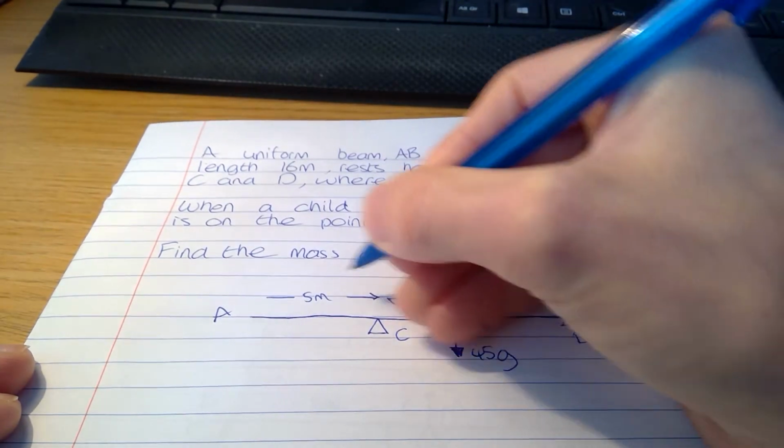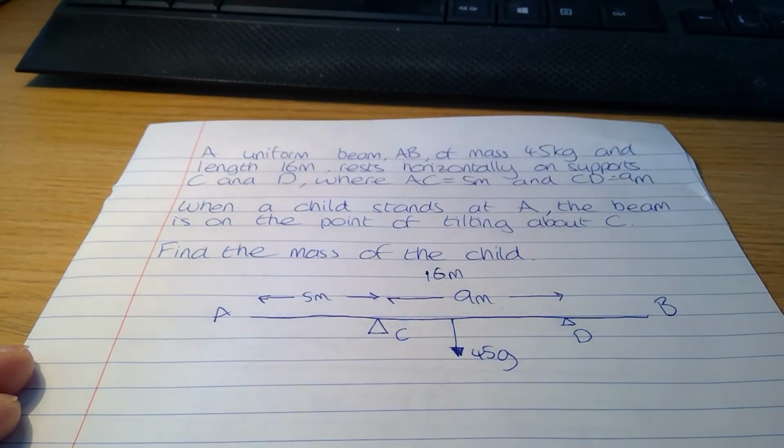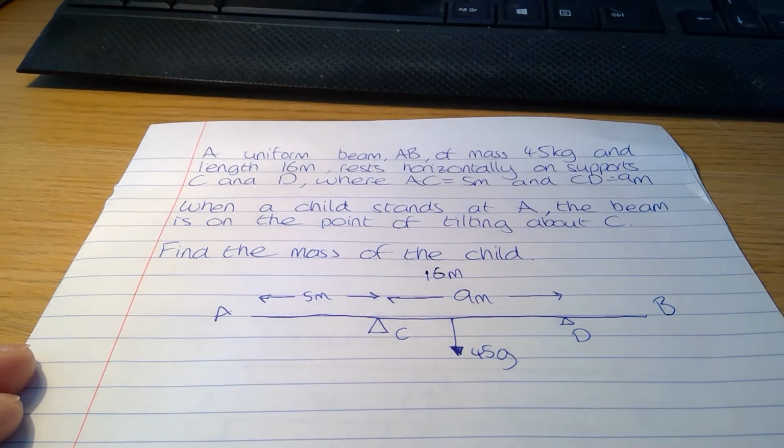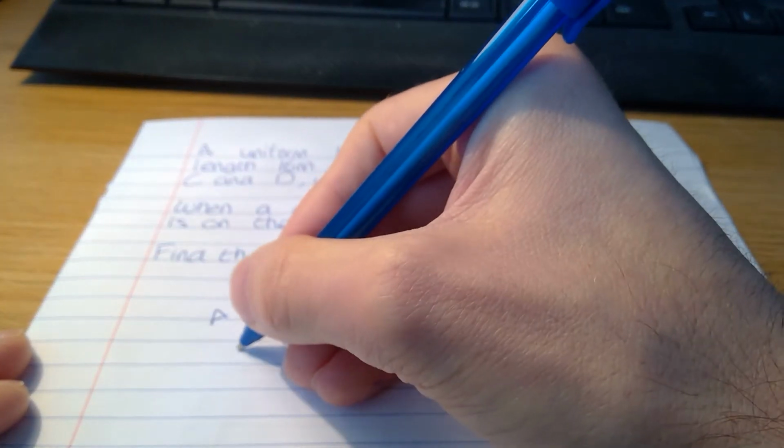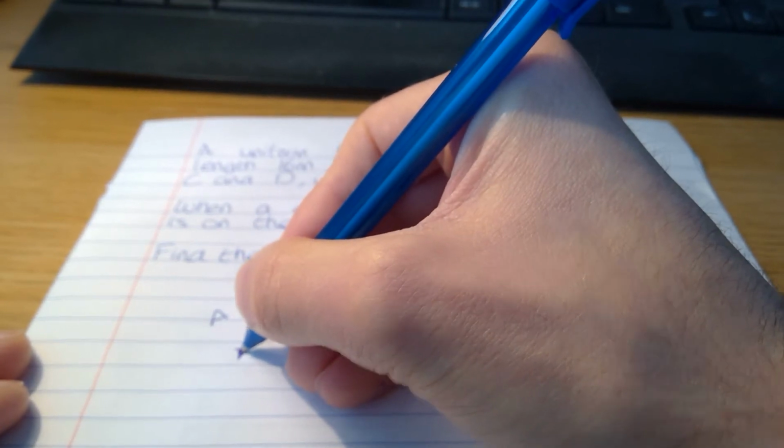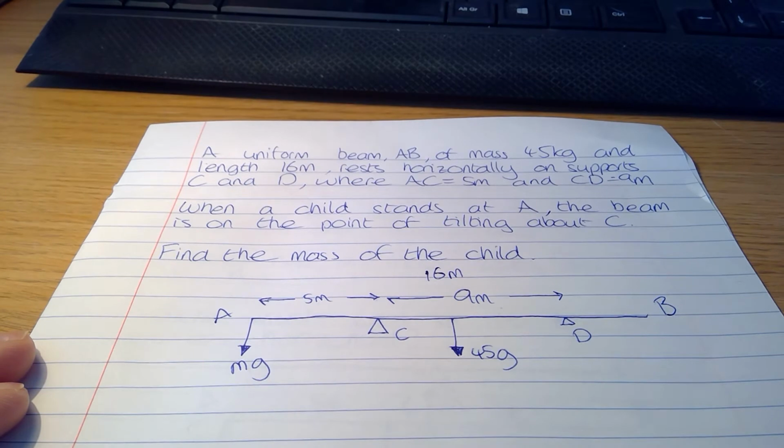So something like this is the situation we've got. We've got a child, for some reason, very dangerously standing at A at the end when it's on the point of tilting. Very reckless behaviour. We're not told his or her mass, so we're just going to call that mg for his or her weight. And we've got reaction forces.